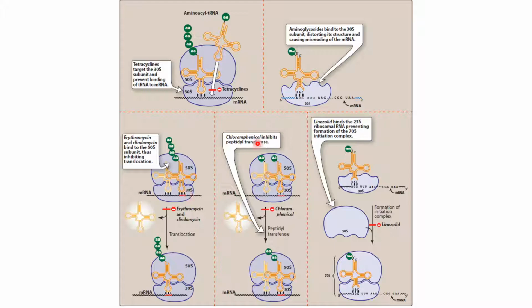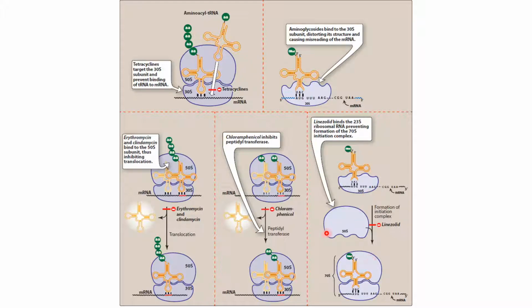And then chloramphenicol is inhibiting the peptidyl transferase. This enzyme will transfer the ribosome along the messenger RNA. And the new drug, linezolid, binds to the S23 subunit of the ribosomal RNA, preventing the formation of the initiation complex.